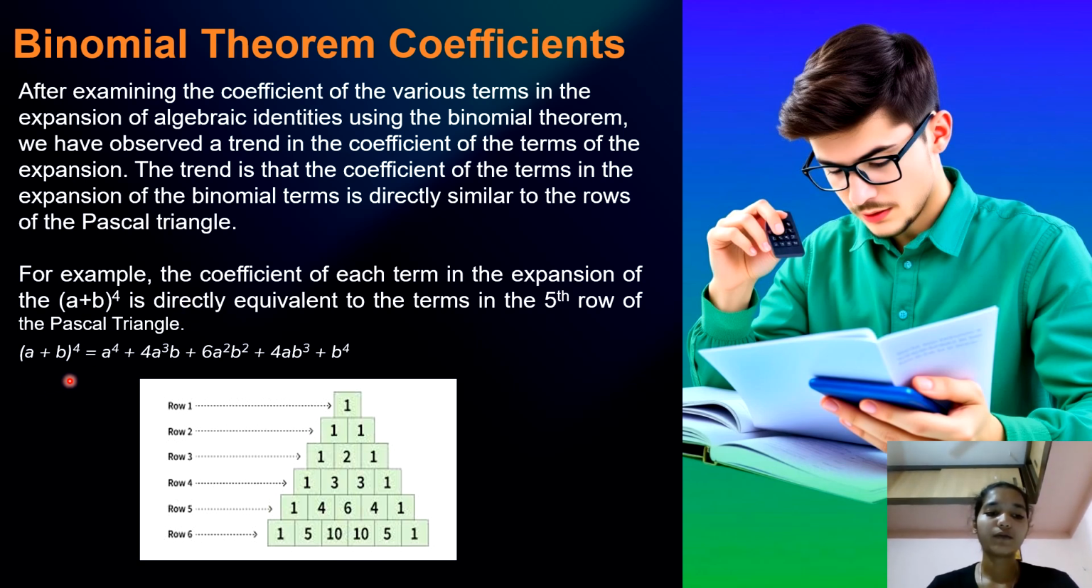(a + b)^4 = a^4 + 4a^3 b + 6a^2 b^2 + 4ab^3 + b^4. Now, the coefficient of a^4 is 1, which is present in Pascal triangle. The coefficient of a^3 b is 4. It is also present in the Pascal triangle. The coefficient of a^2 b^2 is 6. It is present in Pascal's triangle. The coefficient of ab^3 is 4. It is present in the Pascal triangle. Plus b^4. The coefficient is 1. It is also present in the fifth row of the Pascal's triangle.